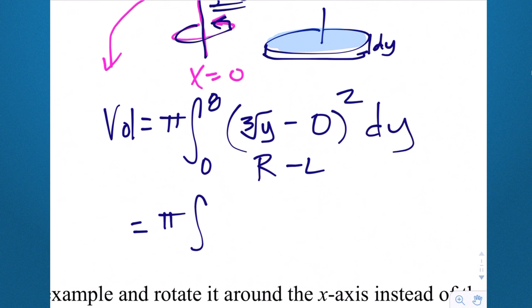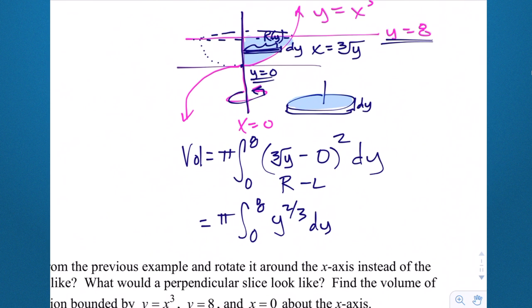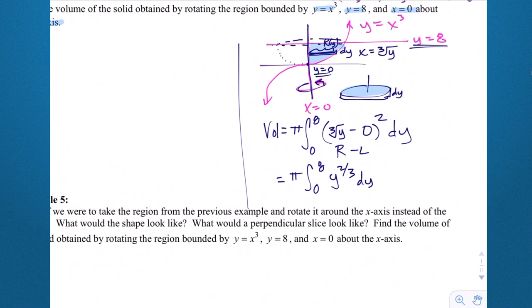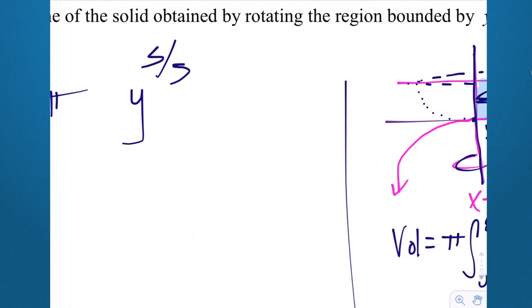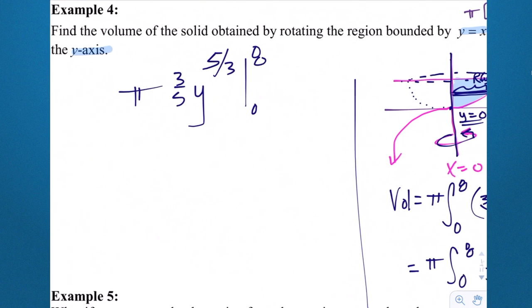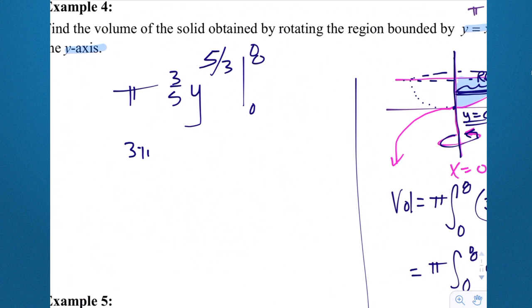That's pi from 0 to 8. That's really y to the 2/3 dy. So I'll work here from right to left. So pi goes to the right. The antiderivative becomes y to the 2/3 plus 1, 5/3, oops, with the 3/5 out front. And we evaluate it from 0 to 8. So now our coefficient is 3 pi/5.